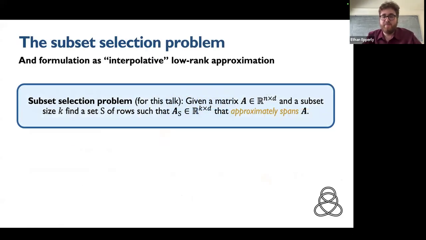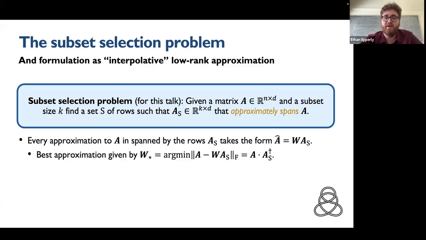All right. So as I mentioned, the subset selection problem for this talk is going to be: given a matrix A and a subset size k, we're going to find a set S of rows such that the row submatrix A_S approximately spans the matrix A. Now, every approximation to A that's spanned by the selected rows A_S is going to take the form A hat equals W times A_S, where this W matrix is going to be all of the linear combination coefficients. It's going to tell me how I'm going to approximate every row of A by a linear combination of the rows A_S.